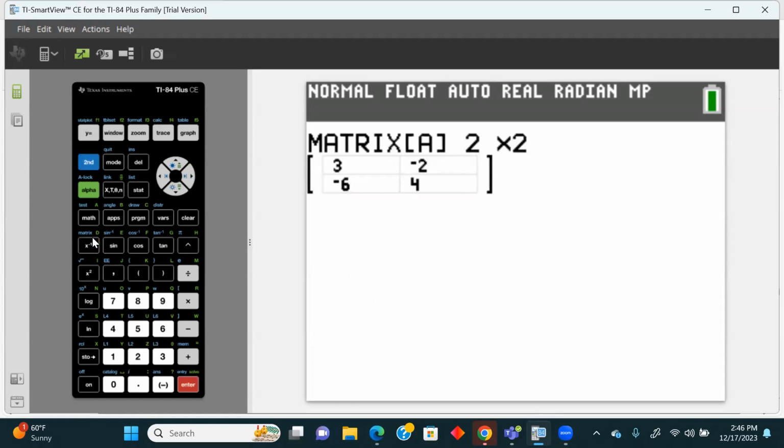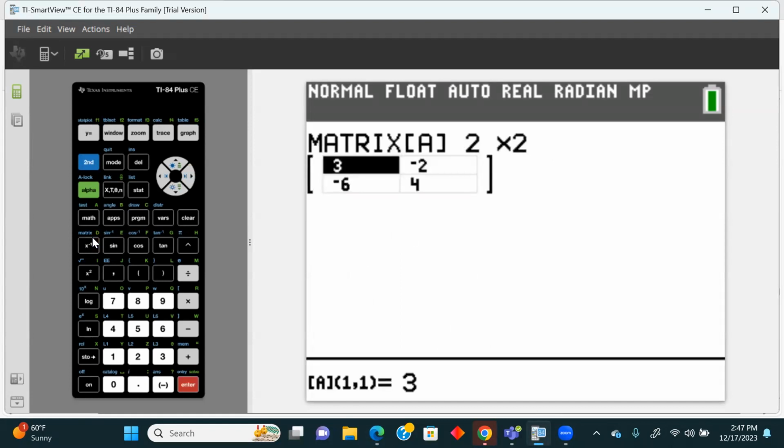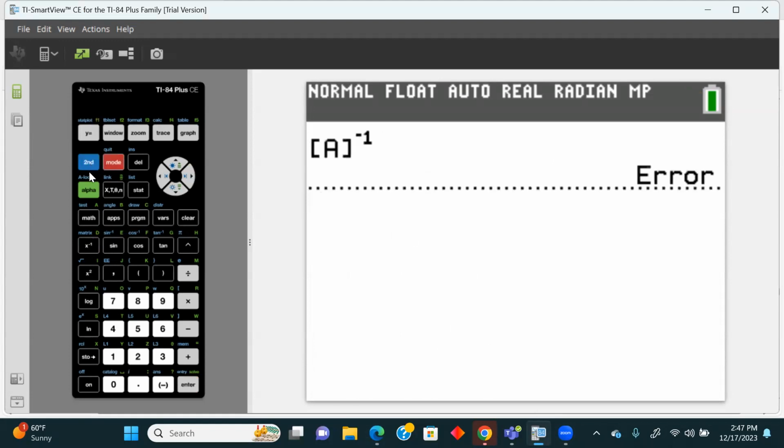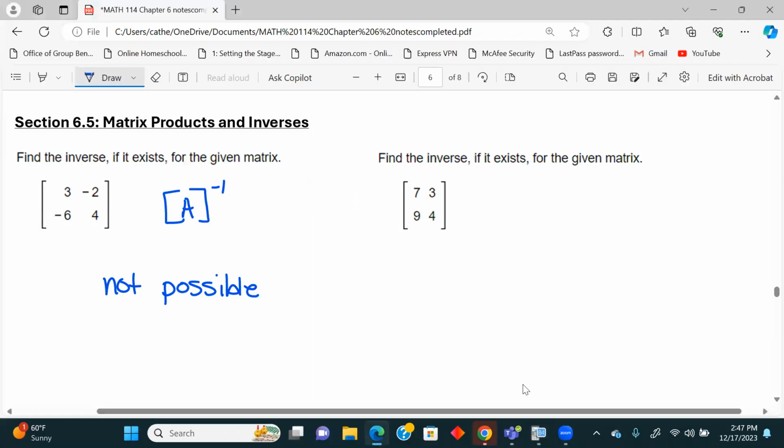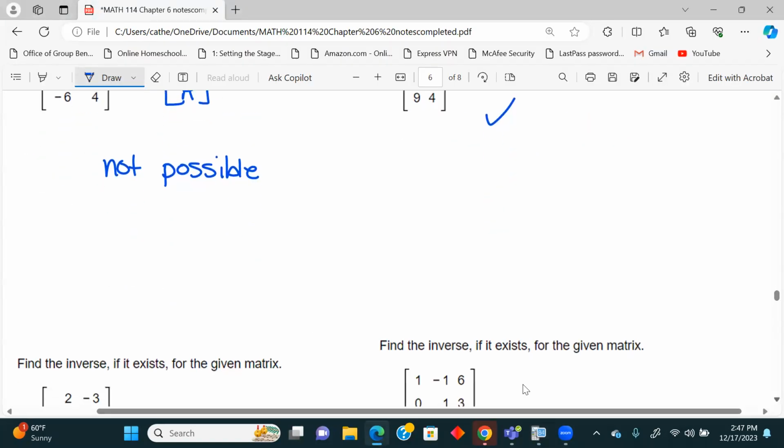Again, I'm just going to keep reusing A since I'm only using one matrix at a time. Hit the inverse button. All right, so that one does have an inverse, and that is the inverse of that matrix. So even though they're both 2x2s, we could find the inverse of one, but not necessarily the other. So this one did have an inverse.